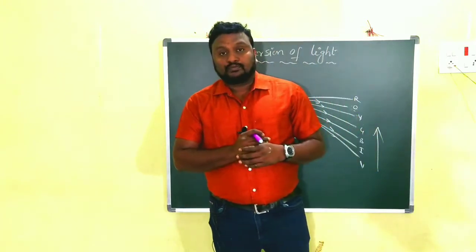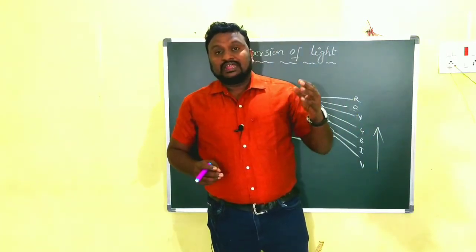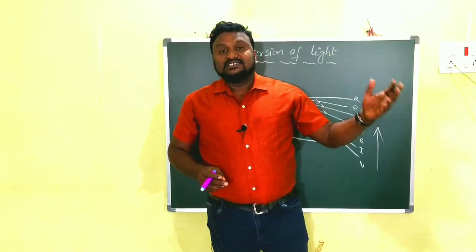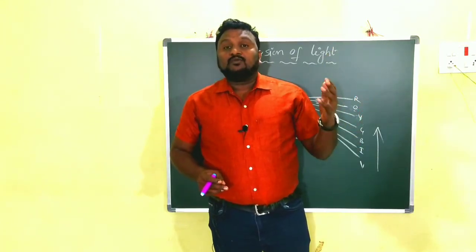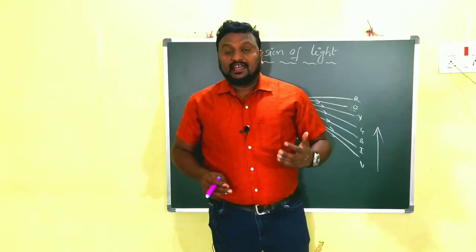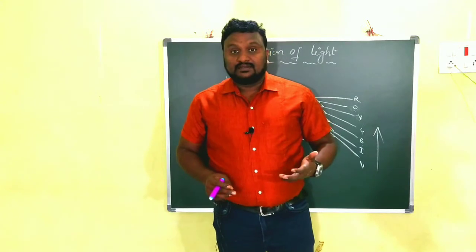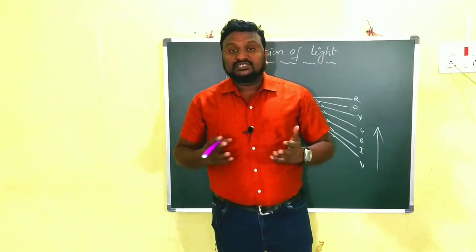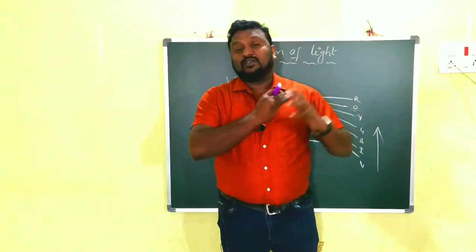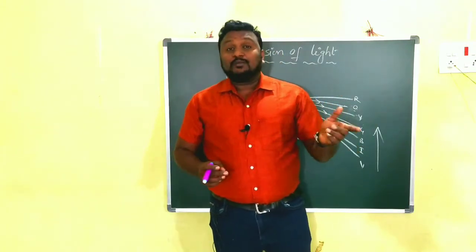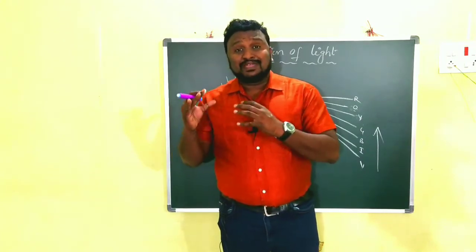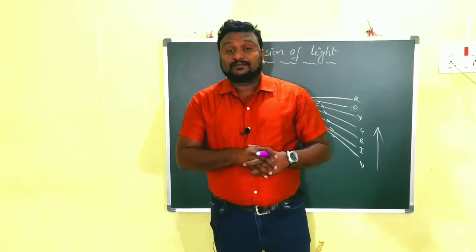When white light passes through the prism, it splits into the 7 colors. What do 7 colors mean? Every color has its own wavelength. That's why, simply put, one light splits into a number of wavelengths. That phenomenon is dispersion of light. So what's the reason behind the dispersion of light?